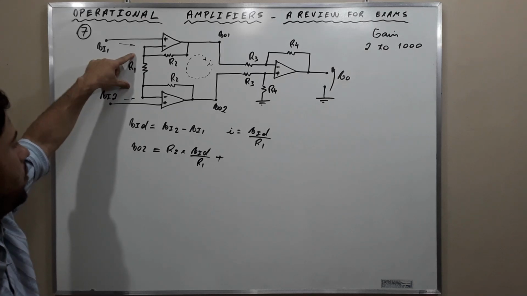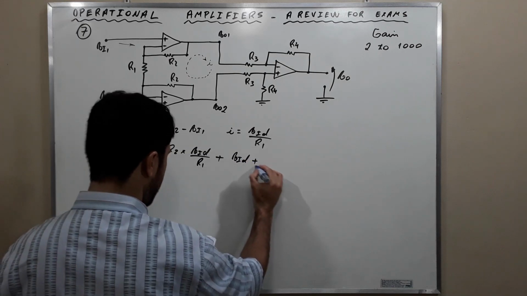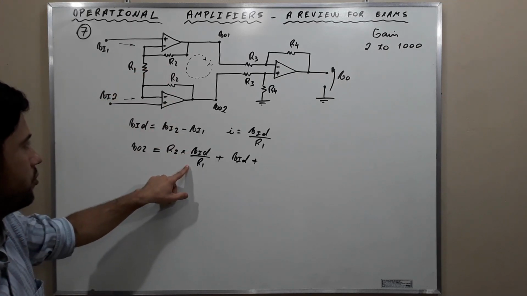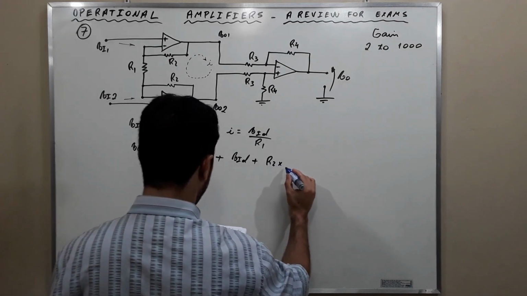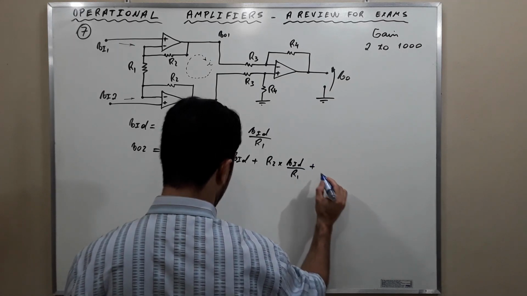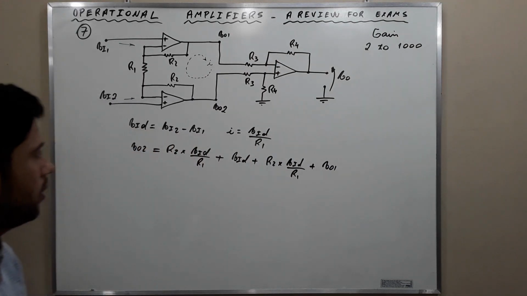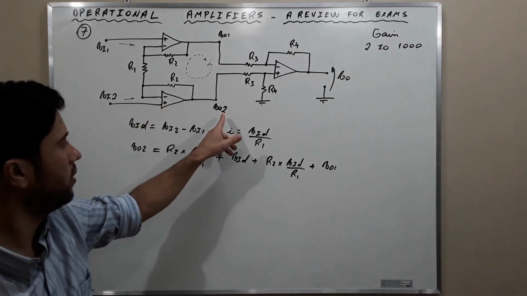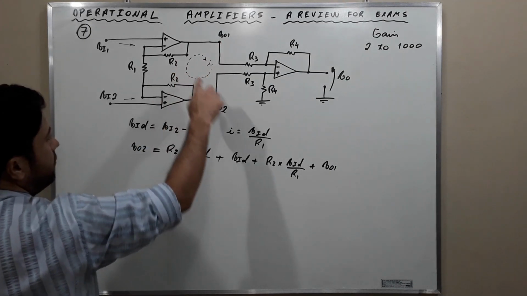VI2 minus VI1, VID, plus the voltage drop across this resistor here, which is the same as the voltage drop that we found for this resistor here. R2 times VID divided by R1 plus the voltage here, VO1. We are assuming that this is higher in potential than this, okay? Then this plus this plus this plus this is equal to this, okay?